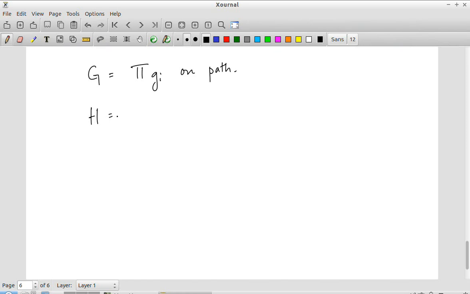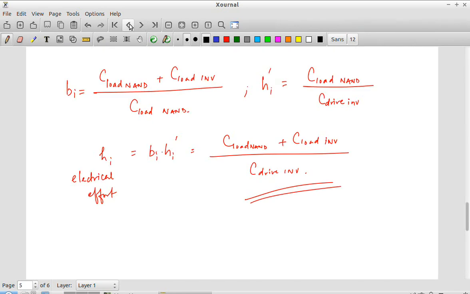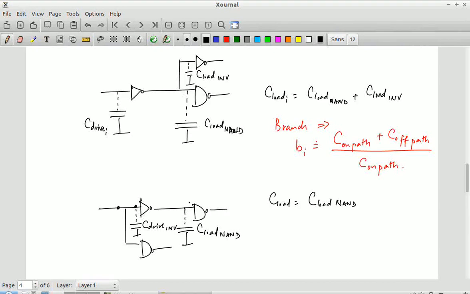Okay. Capital X is the final load constraint divided by the C drive of the initial stage, just end to end, without worrying about the individual sizes of gates inside. And I define G as the product of all the branching factors on the path. If there is no branch, for example in the second case, then T on path plus 0 divided by T on path, so the branching factor there is 1.